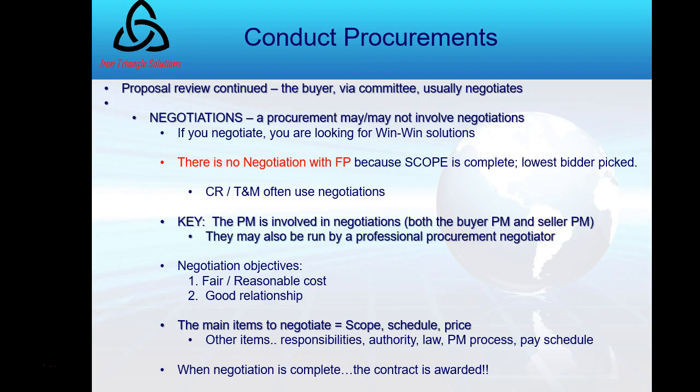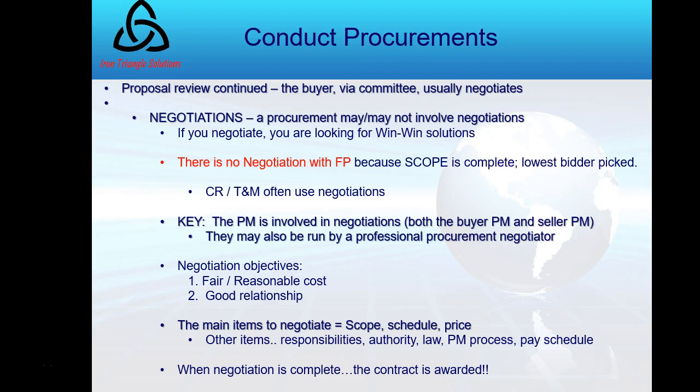Now, as part of Conduct Procurements, now that I'm getting a signed contract, negotiation becomes a key aspect of this, getting the technical aspect and the financial aspect just right. If it's a fixed price contract, there probably won't be any negotiation because, frankly, it's a fixed price. It could be, but it's unlikely. Negotiation really occurs with cost reimbursable and time and material contracts. The PM really needs to be involved, but the procurement manager is really going to be doing most of the negotiating for you. But you'll want to be part of it.